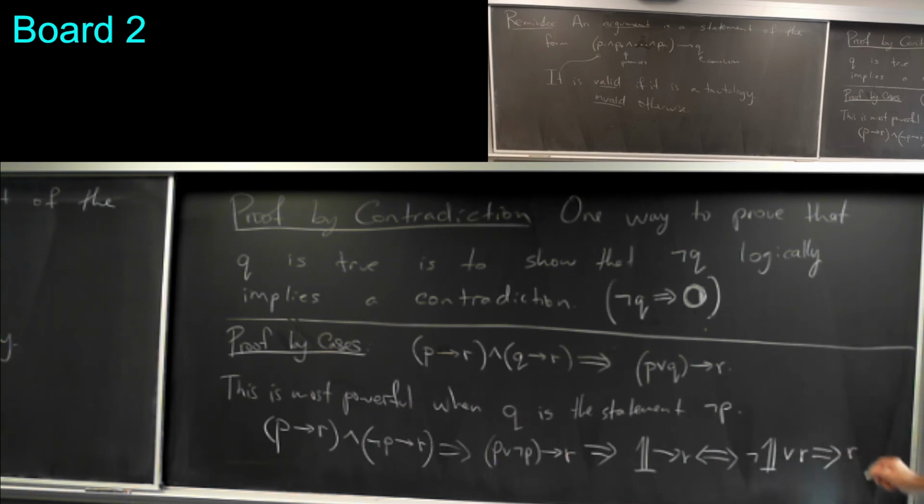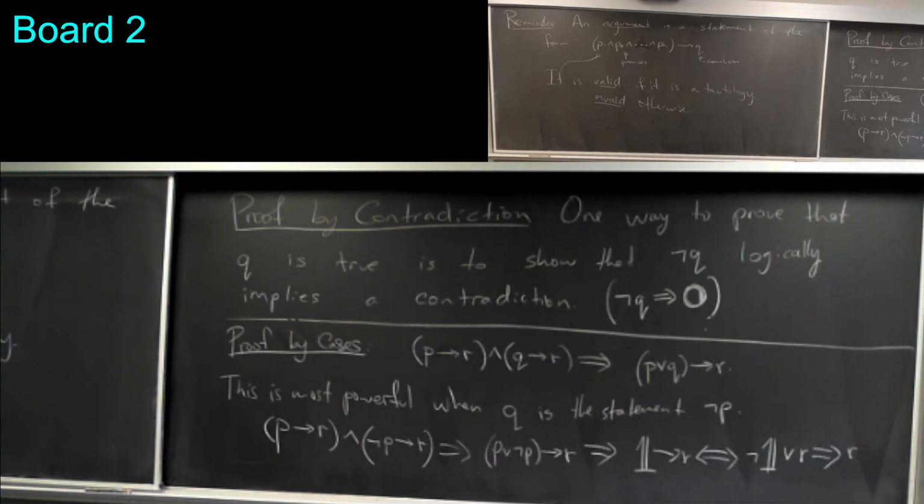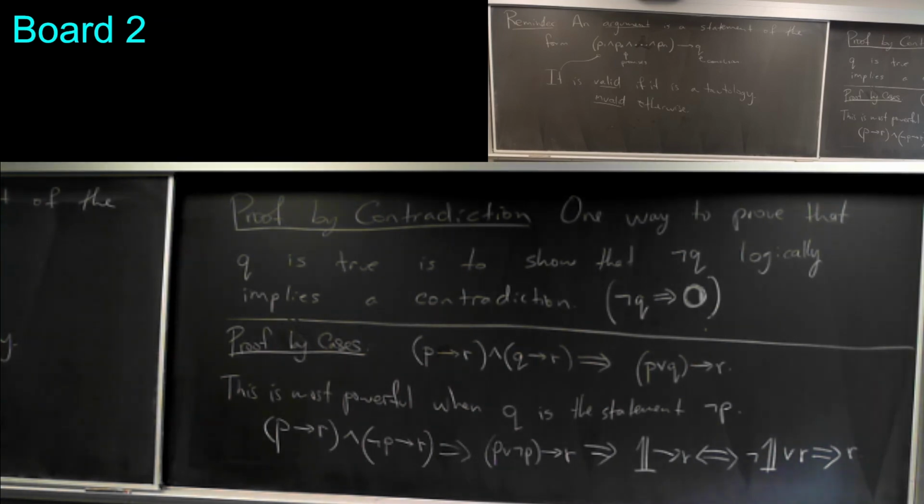which implies R. This is maybe not super important to memorize, but basically the idea is if I assume P is true, it gives me R, and if assuming P is false also gives me R, then R has just got to be true, because either P or not P is true, and in either case, we get that R is true. But anyway, these are just some things you can apply in these proofs.